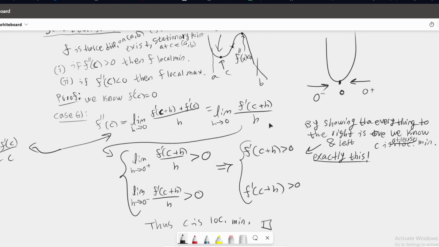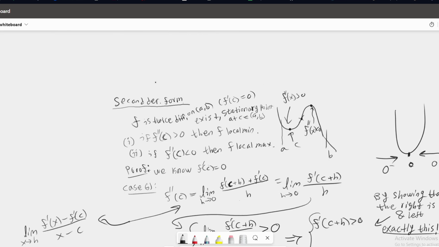So yeah, this was the proof of the second derivative formula, but my professor is saying that it's the second derivative test. So we'll go with the second derivative test.